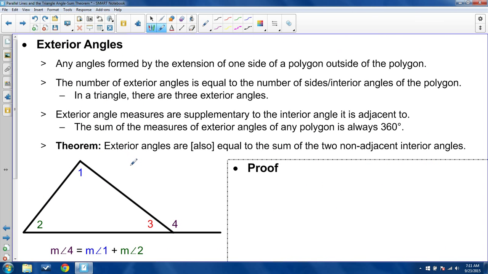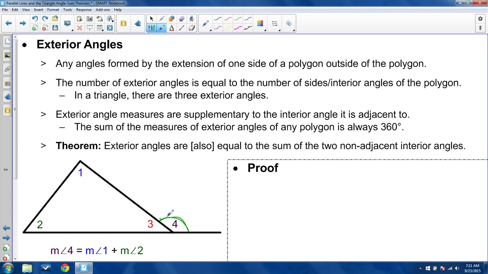Okay, now I want to talk about exterior angles. This is the last thing, and then I'll do some examples here. An exterior angle, such as this angle 4 right here, it's any angle formed by the extension of one side of a polygon outside of the polygon. So when I extend this side right here to outside of the polygon, the angle that's formed here, number 4, is called an exterior angle.